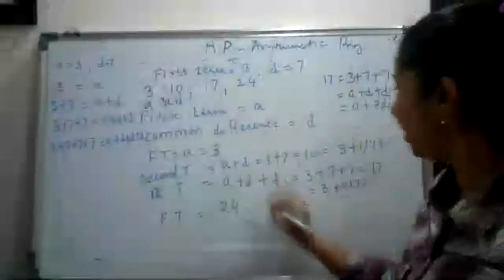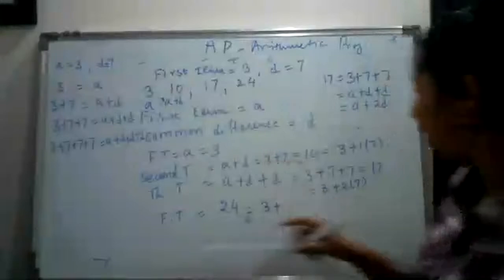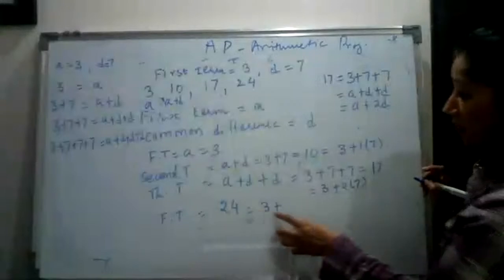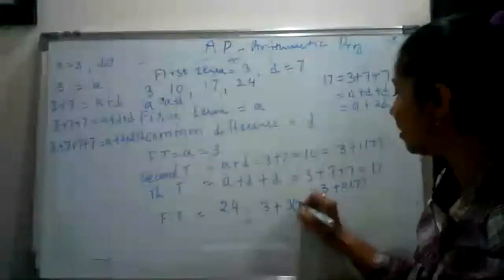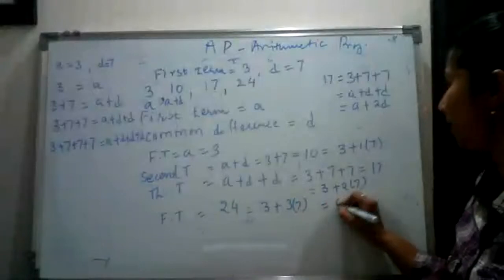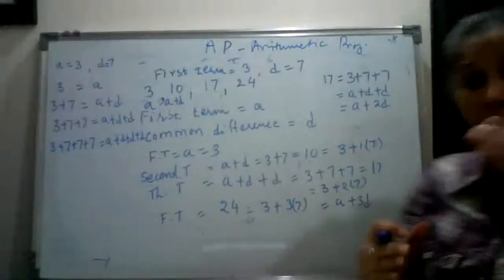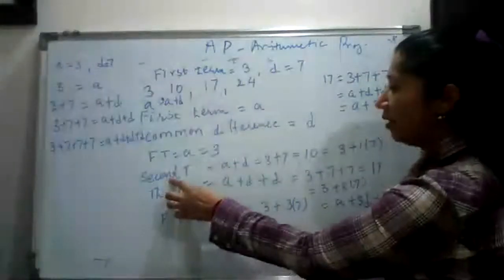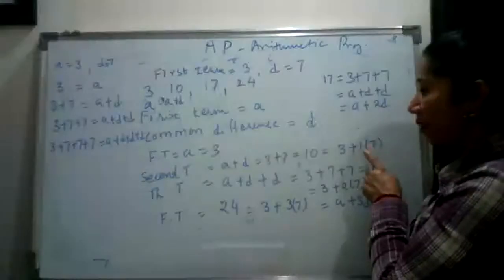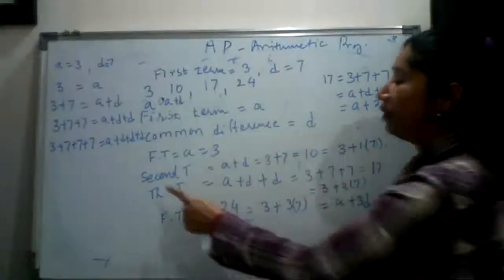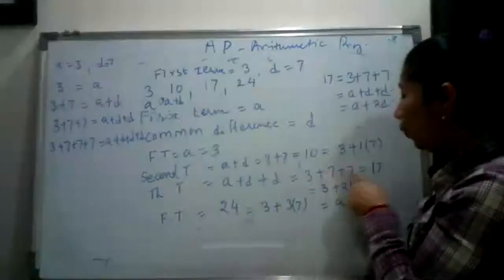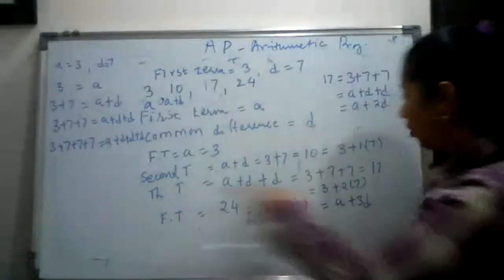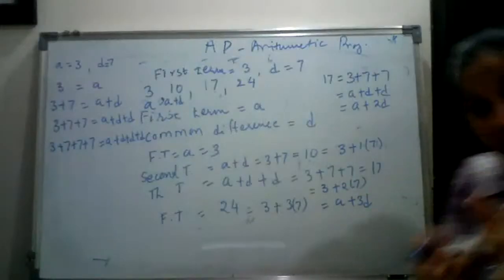तो 24 को मैं 3 के साथ relate कर रहा हूँ. तो 3 plus how many times 7 I'm getting here? Yes, 3 times 7. So may I say A plus 3 times D. And with this logic, please pay attention and see. First term है तो direct नहीं है. Second term है तो आप 1 time 7 ऐड कर रहे हो. टर्म जब थर्ड है तो आप 2 times 7 यानी कि आपका डिफरेंस ऐड कर रहे हो. जब आपकी टर्म फोर्थ है तो आप 3 times डिफरेंस ऐड कर रहे हो.